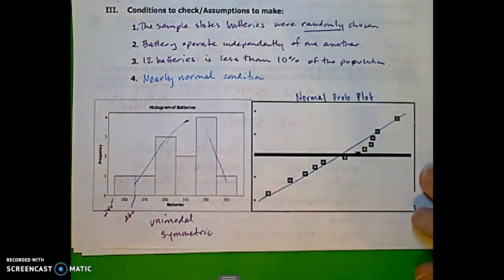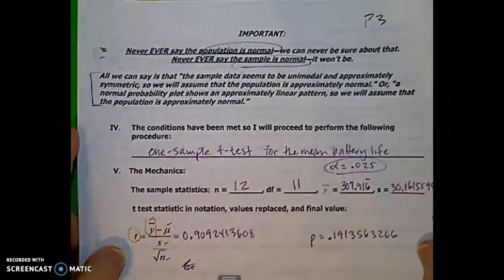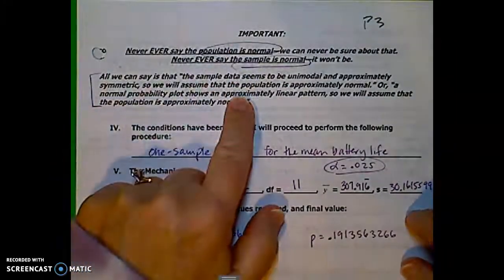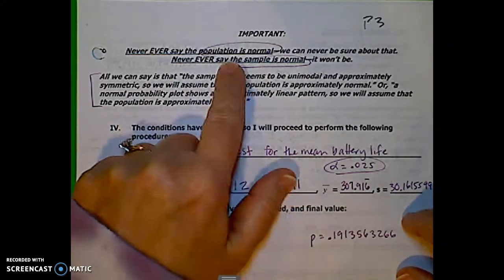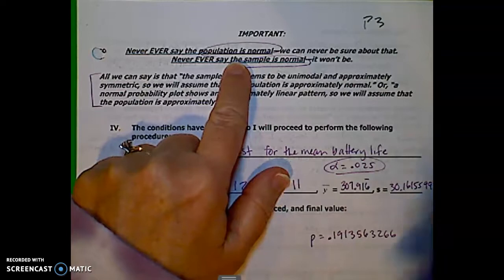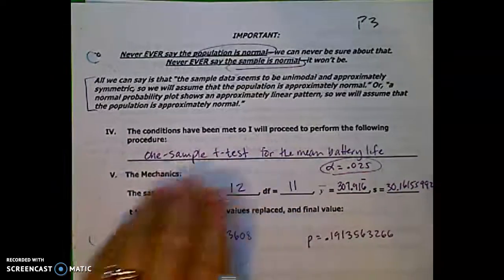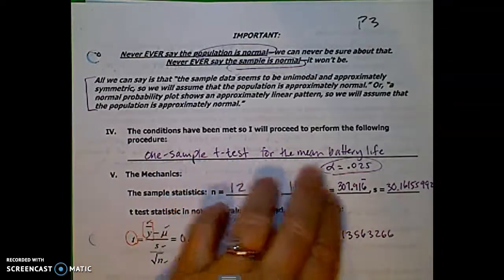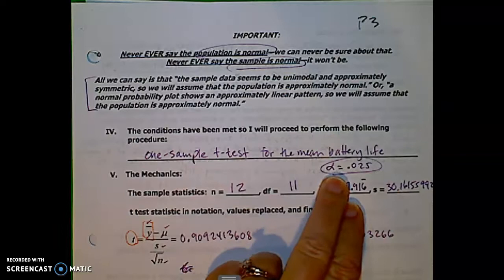So we'll proceed. We'll go to the next page here. This note here is the same as in the last example. So just some word suggestions and some cautions against using the word normal. So we've met our conditions. We'll proceed to perform a one-sample t-test for the mean battery life. Our significance level is 0.025.